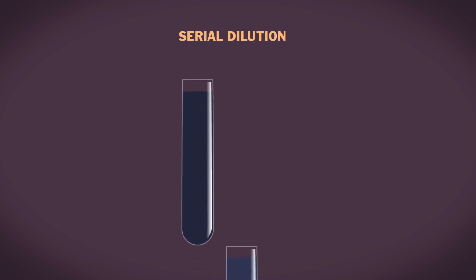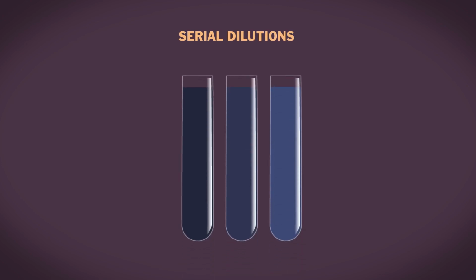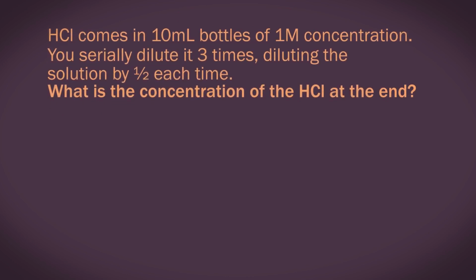Serial dilutions are used to accurately make really dilute solutions. They're used throughout science, not just in chemistry, but in microbiology and medicine as well. So let's look at an example.